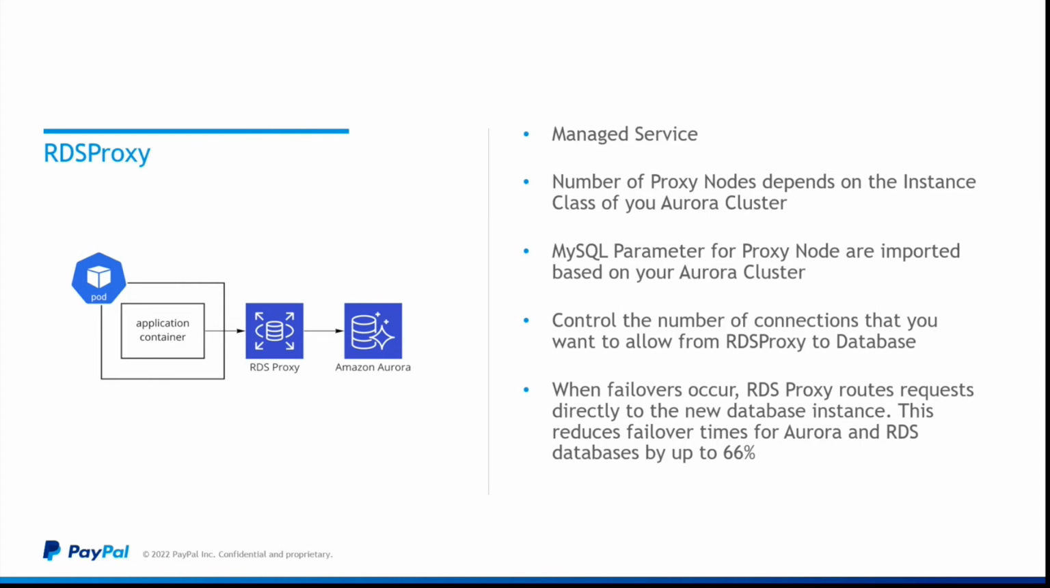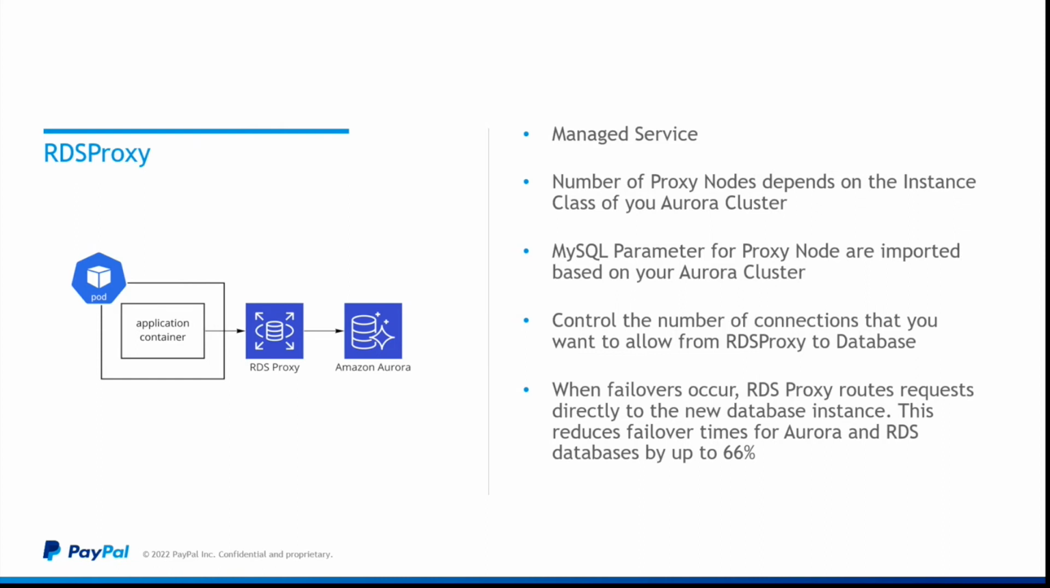Once you create an RDS Proxy for any of your Aurora clusters, AWS will check the instance type that you're using for the Aurora cluster, and depending on that, they estimate the amount of traffic that you will be serving, like how much capacity you must be serving. Using those capacity numbers, they create the number of proxy nodes behind the scenes.